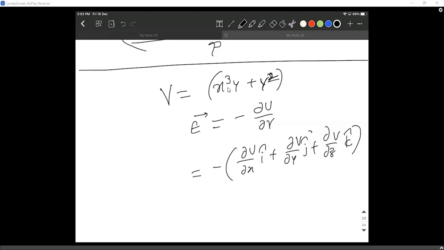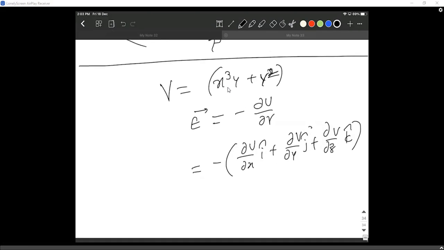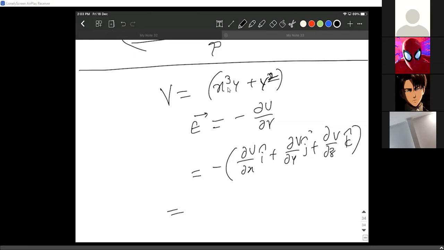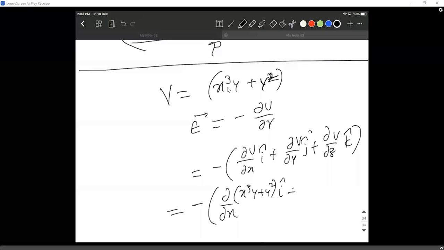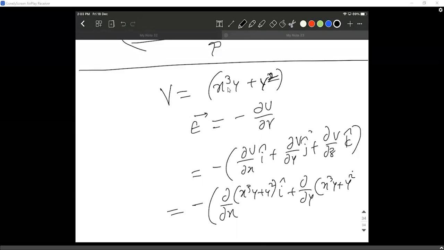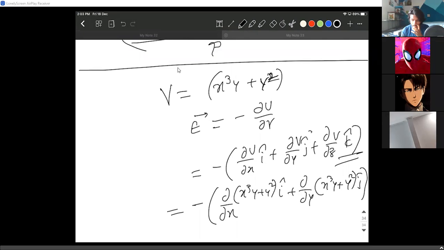Beautiful. Is there any z? No, sir, no z. That's good. Guys, watch this. I'll repeat the answer he just gave. Dou by dou x of x cube y plus y square i cap. Again, dou by dou y of x cube y plus y square j cap. I'm not writing k cap because there are no z terms at all, so I'm not caring about z terms.